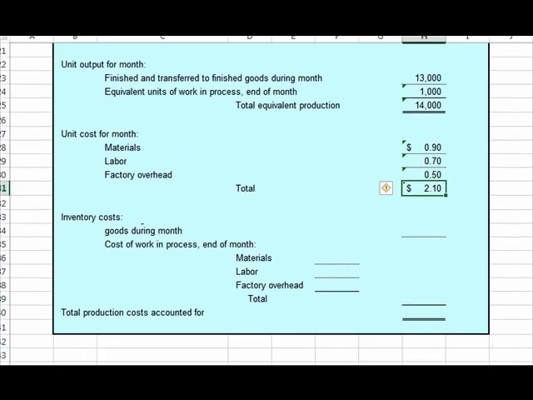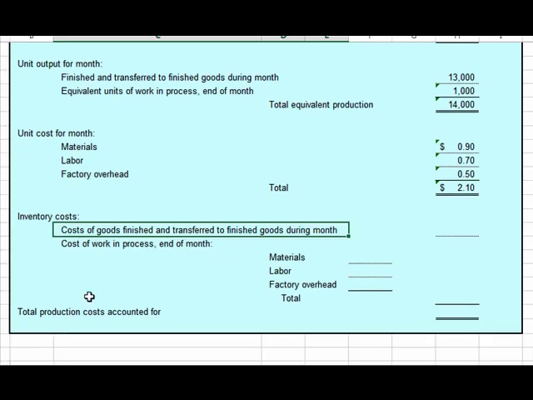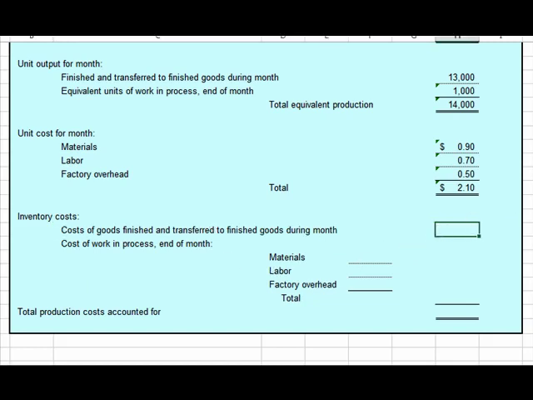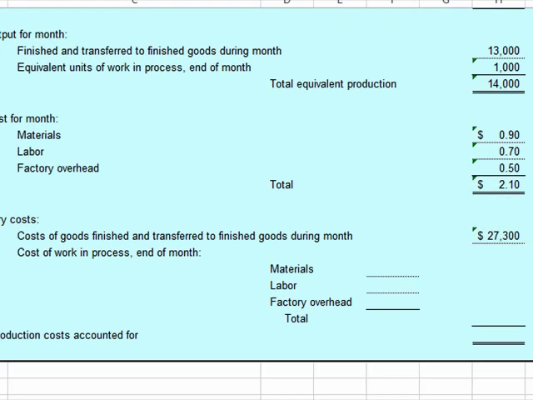Alright, so now we'll move to inventory. Under inventory costs, we've got cost of goods finished and transferred to finished goods during the month. That's going to be equal to our 13,000 units finished and transferred to finished goods during the month times our unit cost of $2.10. That gets us 27,300.